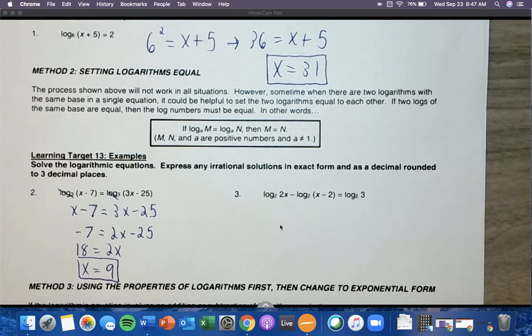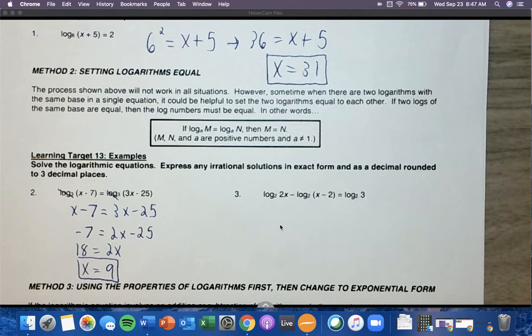All right, and a good habit to get into is to plug this into your log to make sure that we still have a positive number here. So, 9 minus 7 is 2, so we got a positive number there. 3 times 9 is 27, minus 25 is 2, so we're good there. And that'll come into play in some of our later examples, but it's just a good habit to get into.